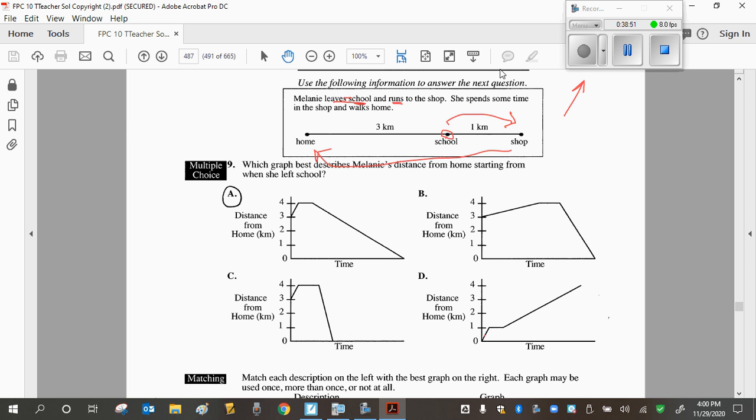This might be a common and wrong answer, but this is distance from home. She's not at home right away. She's 3 kilometers away from home right away. So it's either this one or this one, and both of them show that she runs or sprints to the store to spend her allowance money. And then the difference between these two is, this one you run back home, and this one you walk back home because it's less steep. So A is the winner.